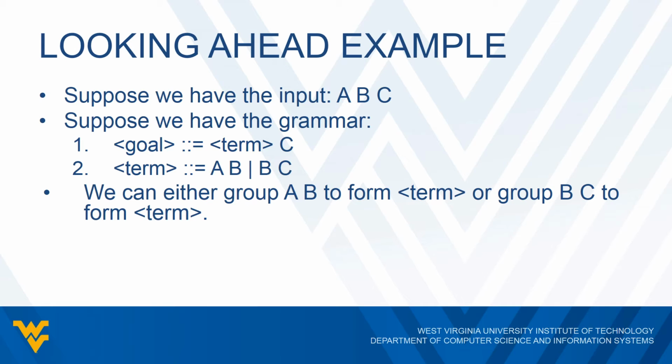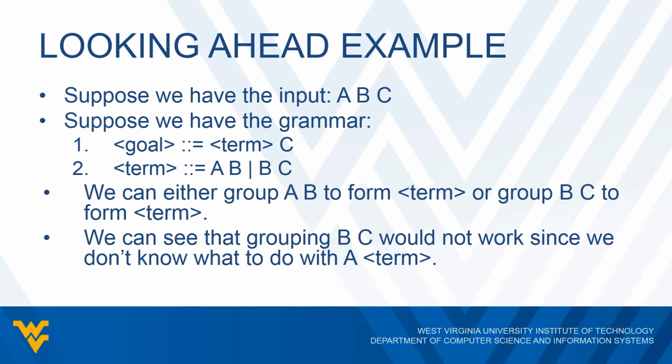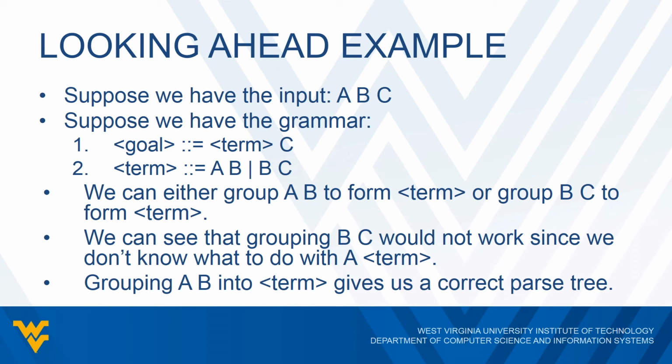So we can clearly see that grouping B and C to produce the non-terminal term would cause some problems, because there is no rule that tells us what to do with the sequence A term. We don't have any definitions for that. So we would come to a very quick dead end if we tried to parse that approach. But instead, if we choose to group up A and B into term instead of B and C, that parser would quickly produce the correct parse tree.